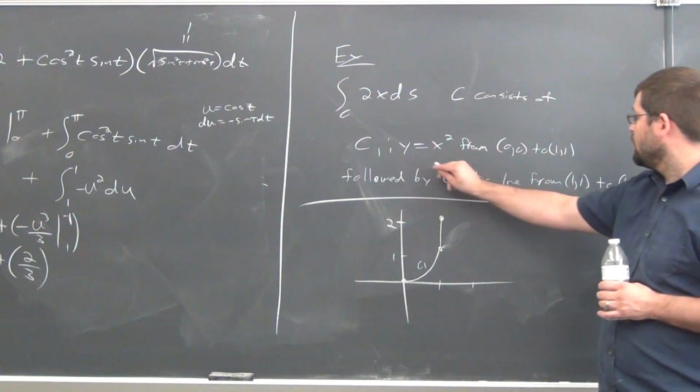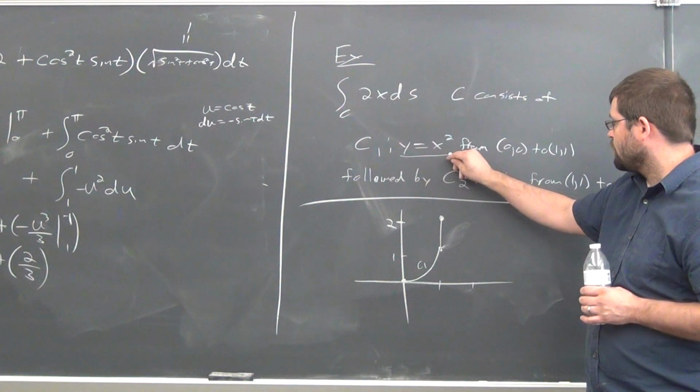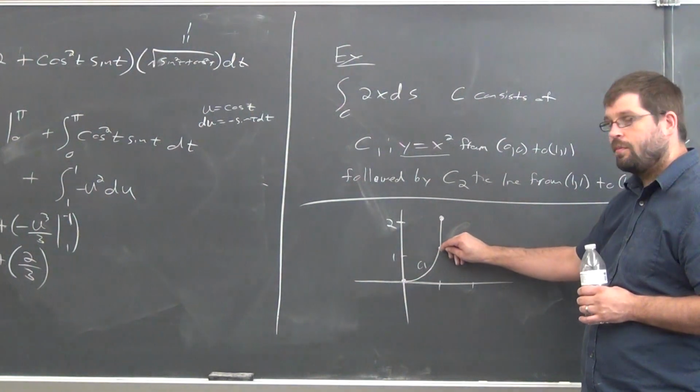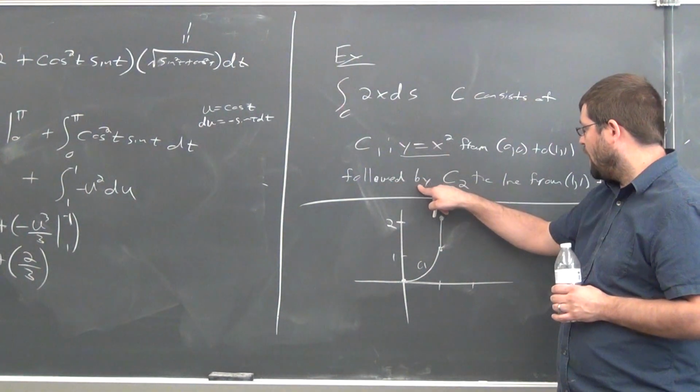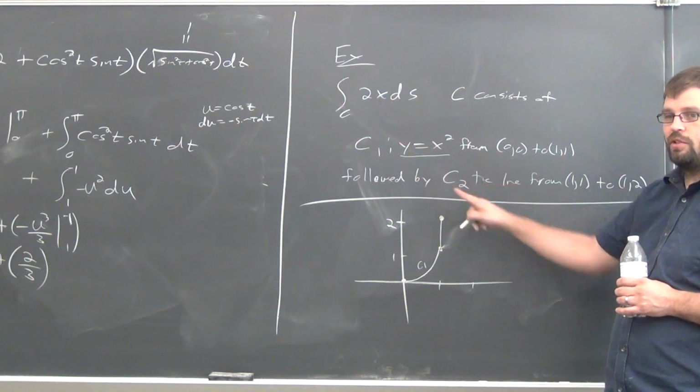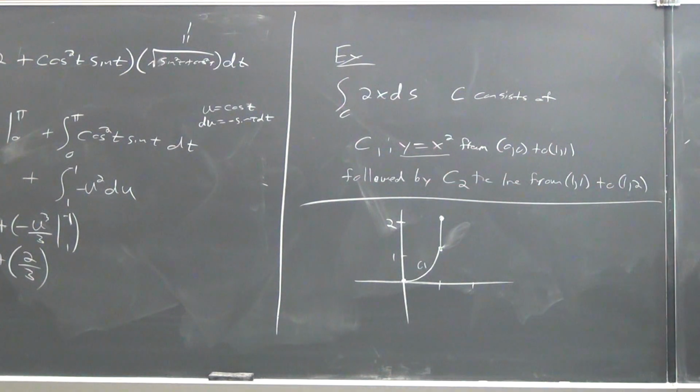Right. y equals x squared, so that's your parabola from (0, 0) to (1, 1). And then followed by C2, which is the line from (1, 1) to (1, 2). So it's that straight piece of line. Is that okay?